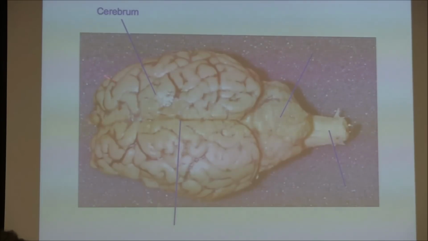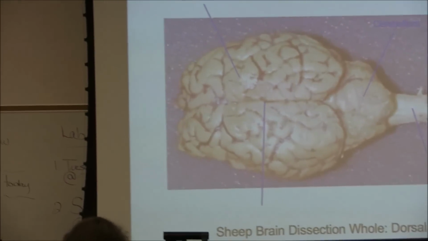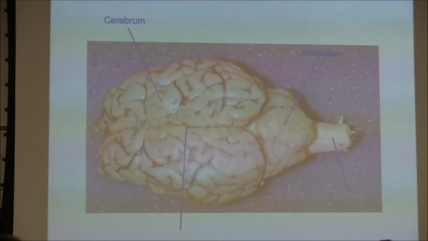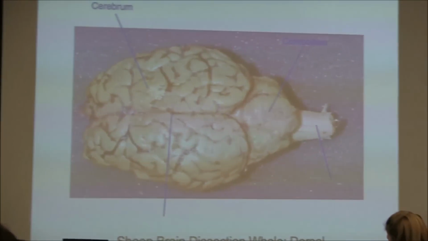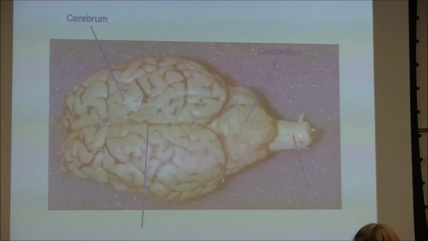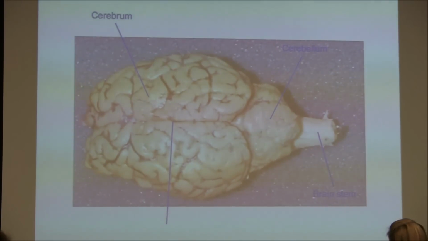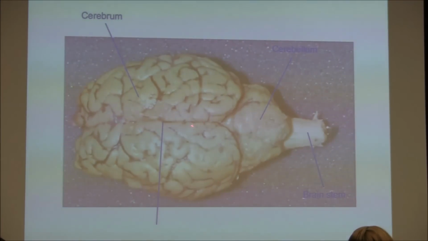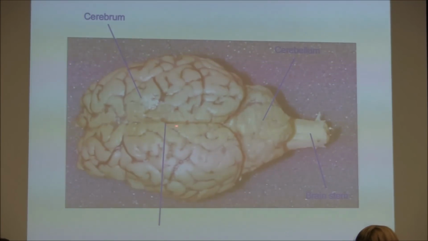This whole thing is your cerebrum, this whole big front part. What is this here? Cerebellum, because you're looking from the top. What's this here? Brain stem. What's your longitudinal fissure?